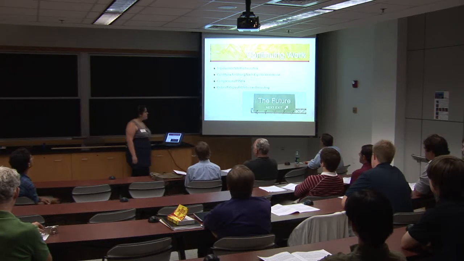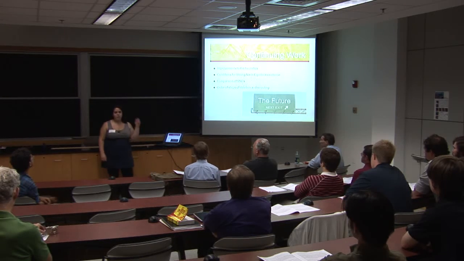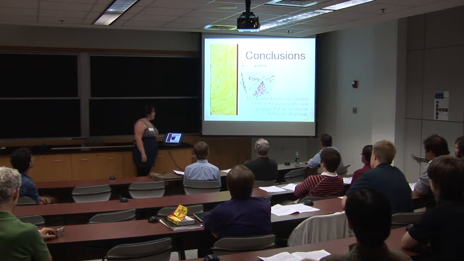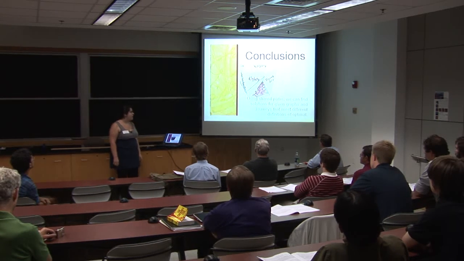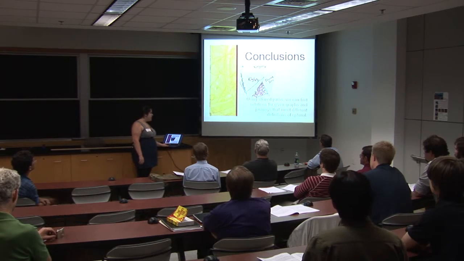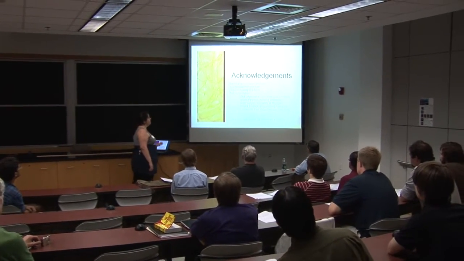And also the order of steps of deletion, like in the cooperative algorithm where we delete edges, because the order has an impact on the outcome. So the conclusion is that using shared paths, we can find solutions for given graphs and journeys that meet different definitions of optimal. Thank you.